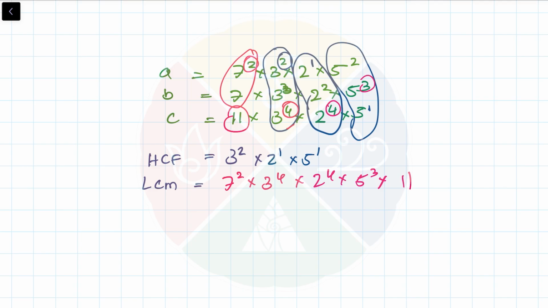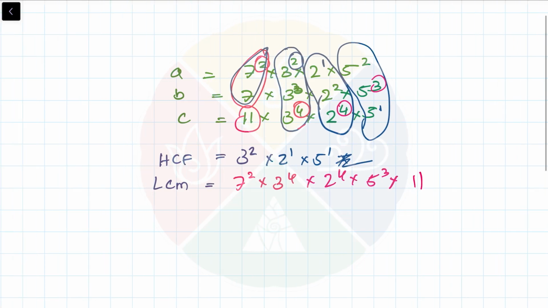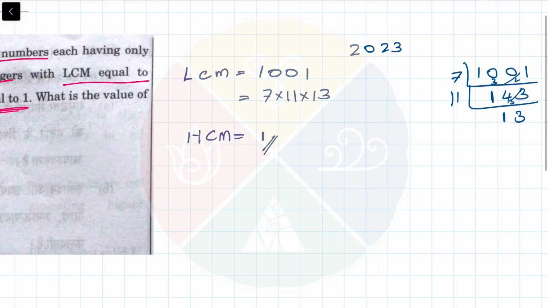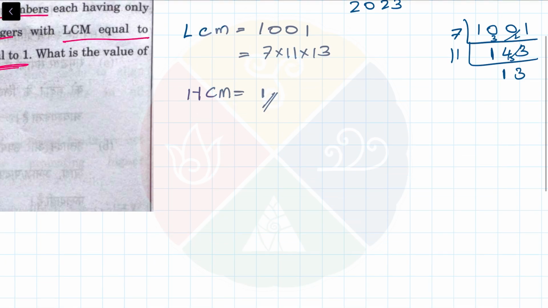Now HCF, the problem is that it should be common everywhere. See, for example, 7 is in 2 places, but it did not come in HCF, because it should be common everywhere. So we have to find the cases where HCF is 1. If HCF is 1, there should be nothing common in all the numbers. So I can find which all possibilities are there.